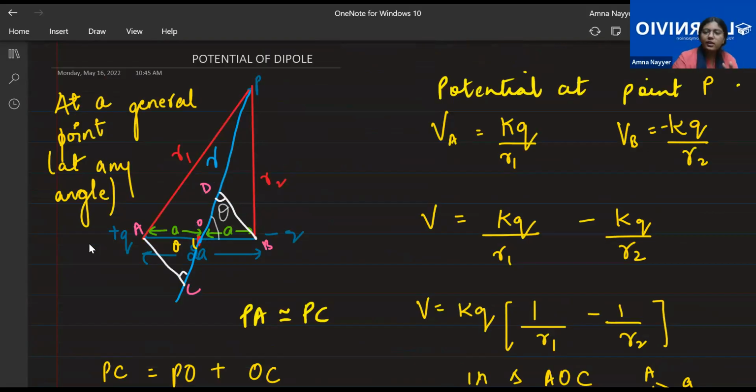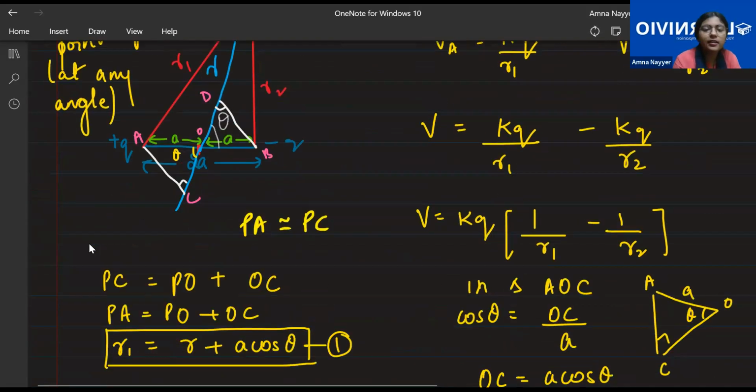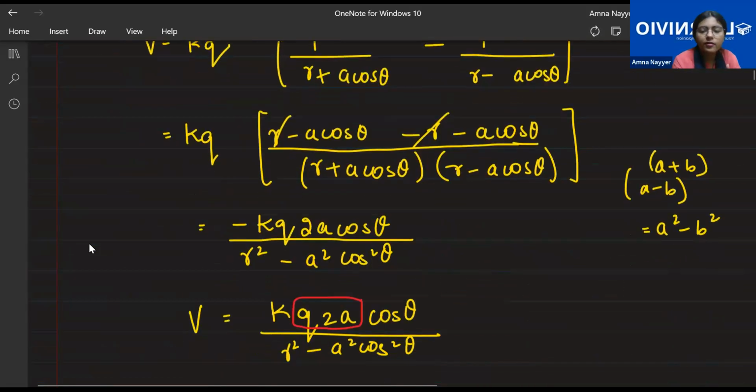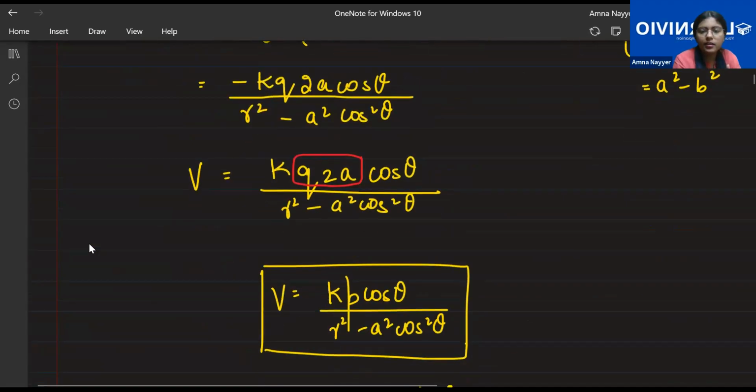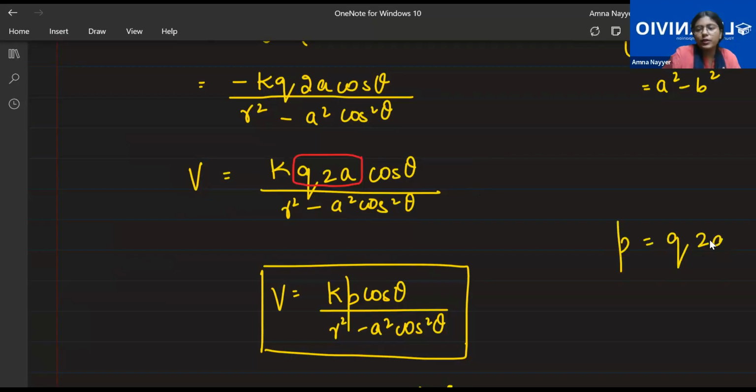And still, if you have a query, yeah, Ubaidullah, say. Formula. Q2A is equal to P. Q into 2A, yeah. We have not done it together. P is charge into 2A. This is the formula of the dipole moment.